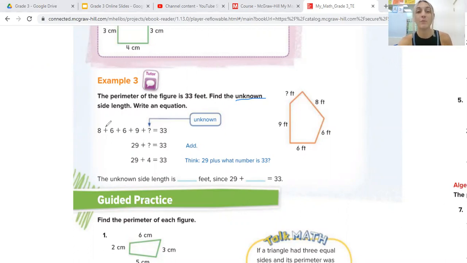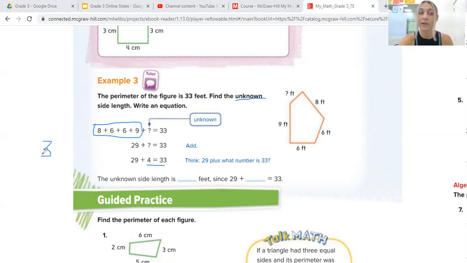You need to first write out your equation, write everything you know. 8 plus 6 plus 6 plus 9 plus question mark equals 33. Then we're going to add what we have here. 8 plus 6 plus 6 plus 9 gives us 29. Plus we still have a question mark, and our total is 33. So you can think in your head, 29 plus what will get me to 33? And then I know it's 4.